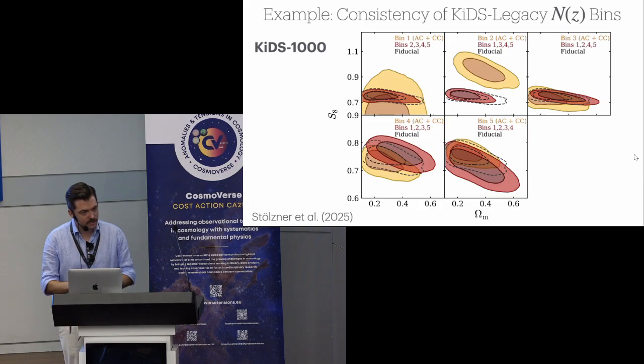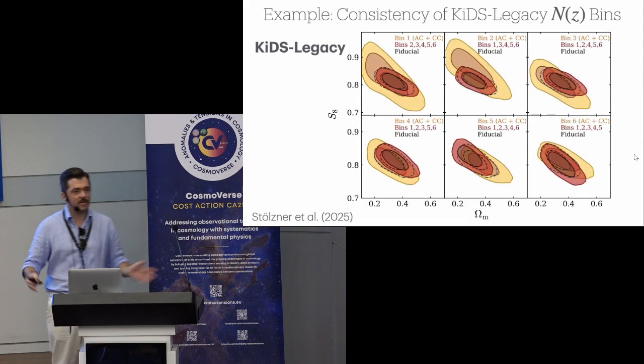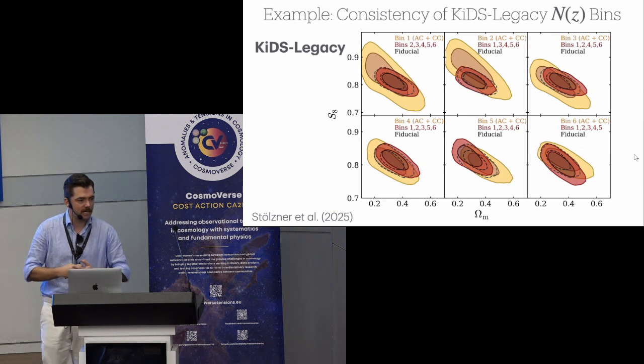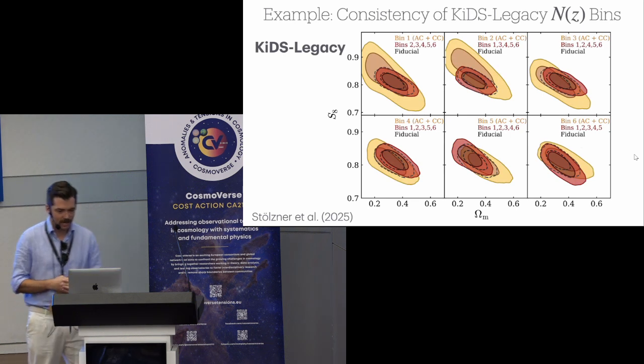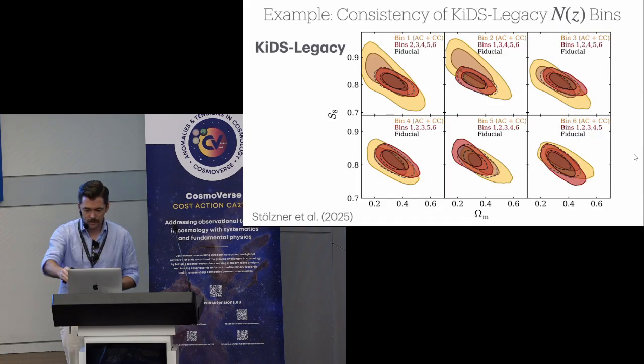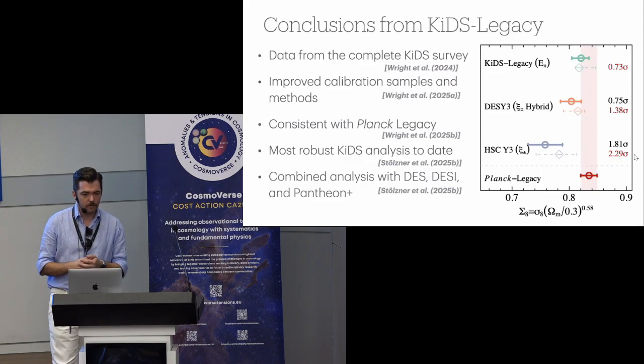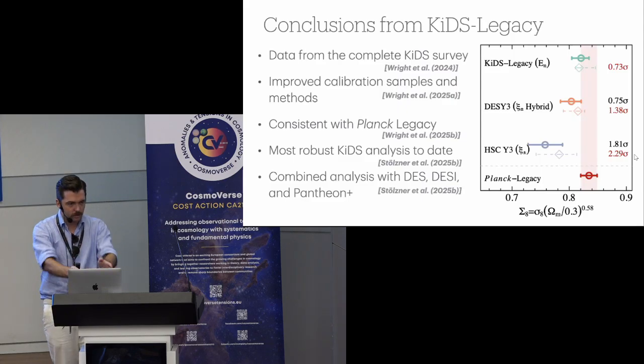In KiDS-Legacy, when we perform the same test, now with 6 tomographic bins, we don't see any outliers. We don't see any tomographic bins that disagree with any other tomographic bins. The results are all very consistent with one another. So that's the analysis that we've got from KiDS-Legacy. This is the final data release of KiDS.